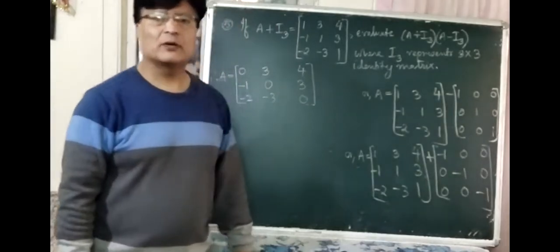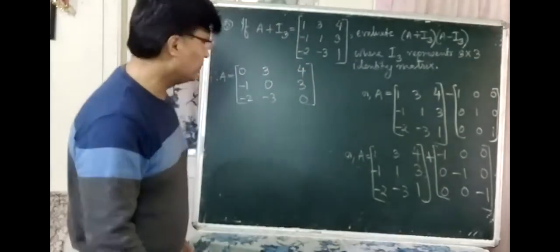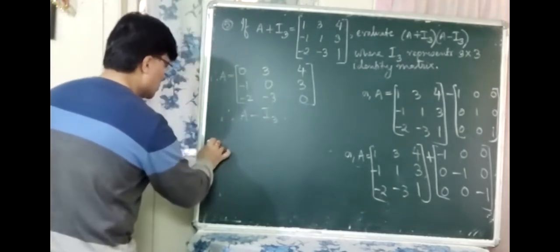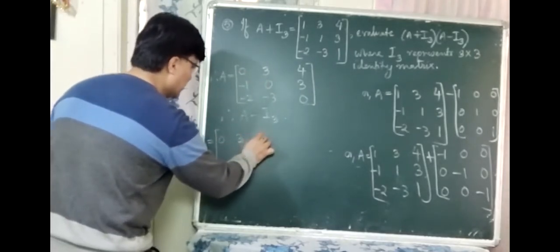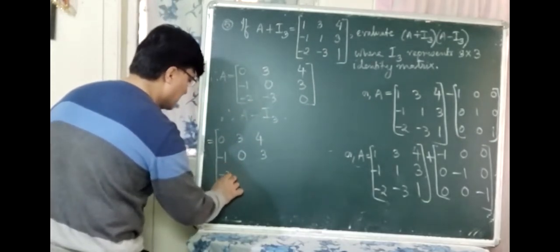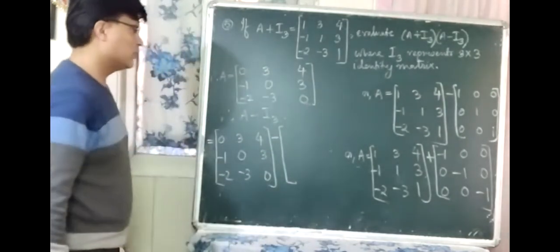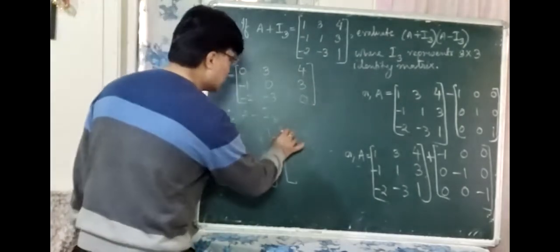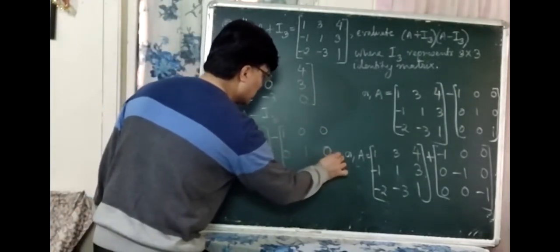Now what is to be determined? You have to find out A minus I3. Let us find out A minus I3, which is equal to, just now we got the matrix A. What is matrix A? It is 0, 3, 4, then -1, 0, 3, then -2, -3, 0. Then write down minus. What is I3 here? This is the third order identity matrix: 1, 0, 0, 0, 1, 0, then 0, 0, 1.